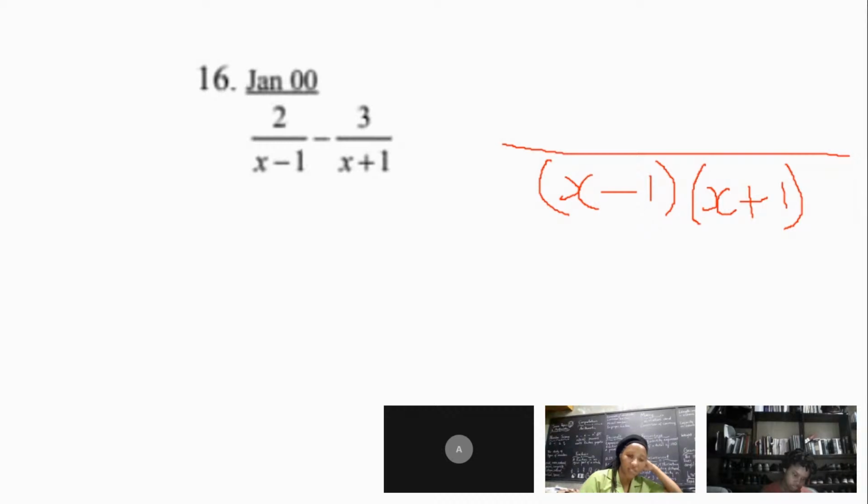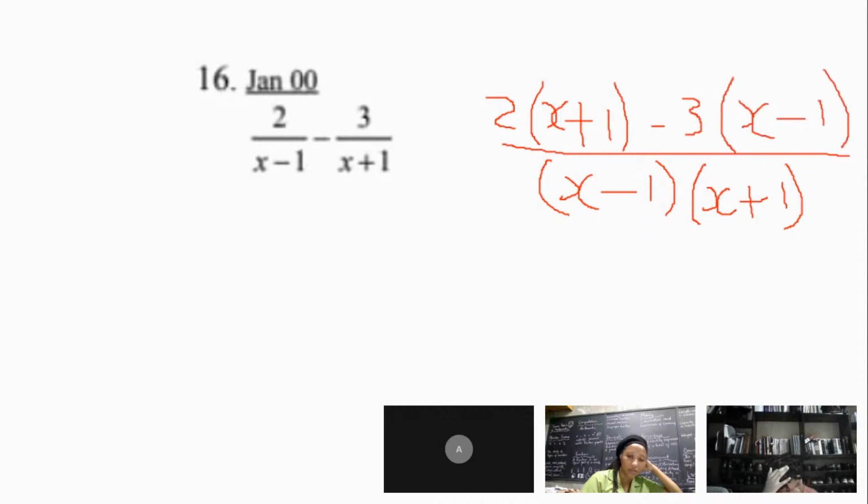No, listen, John. X minus 1 into all of this will cancel out the x minus 1 and we're left with x plus 1. So it's 2 times x plus 1. And then x plus 1 into both of these would cancel the x plus 1. So what would we have here? It's 3 times x minus 1.